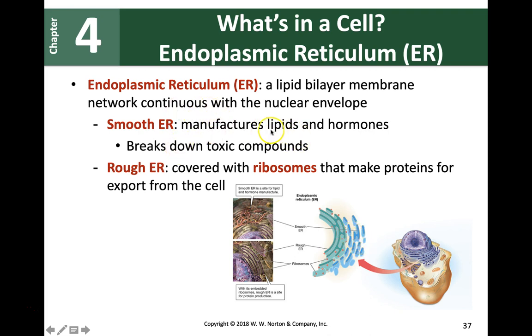Okay, so what are the functions? Smooth ER, as you can see here, manufactures lipids and hormones, and it also breaks down toxic compounds. When it comes to rough ER, it's covered with ribosomes, as we talked about earlier, and so it makes proteins. Okay, all right.